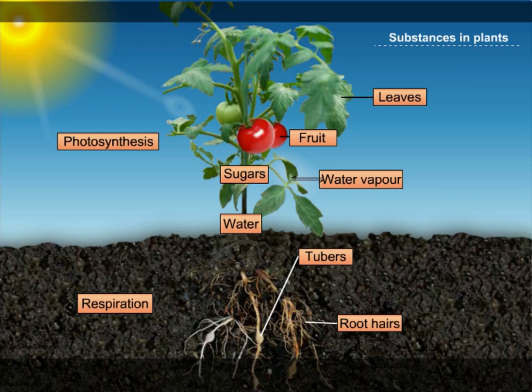Mouse over the label. Read the statements carefully. From the statements that you have observed, can you state the necessity for substances in plants? Discuss it with your friends. Write the answers in your notebook. Once you have finished, check your answer.